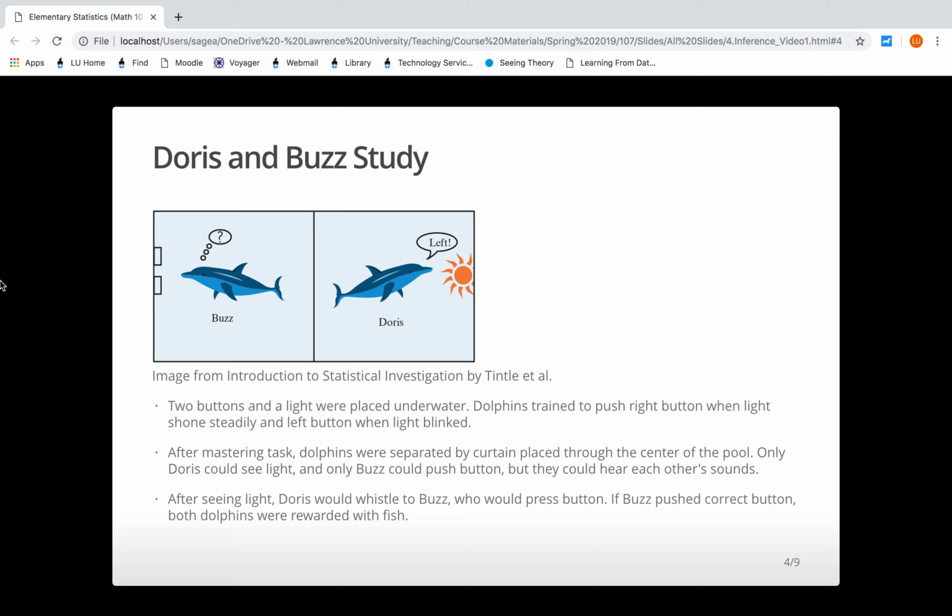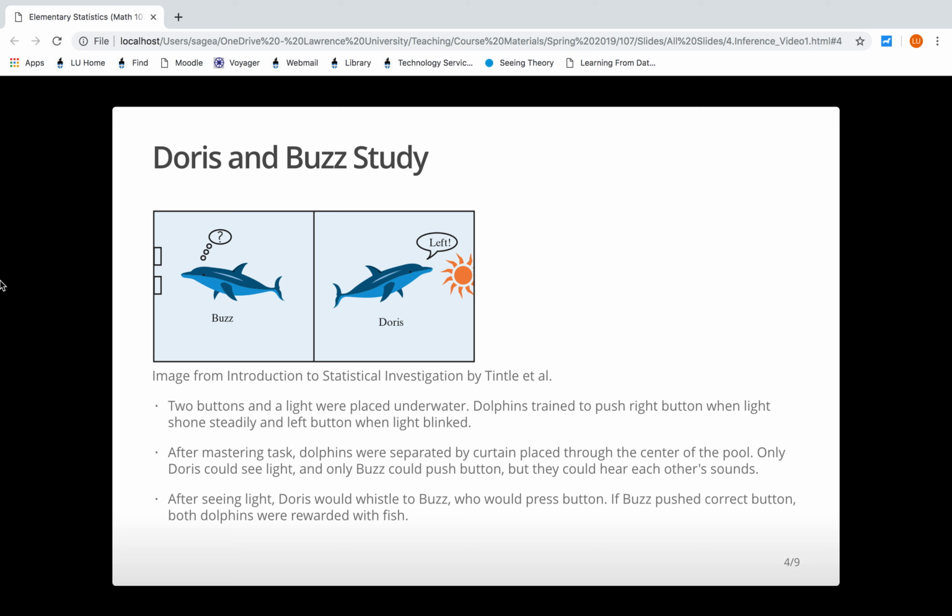After both dolphins learned their task, they were then separated by a curtain put in the middle of the pool. Doris, the dolphin, was put on one end of the pool with the light, while Buzz was put at the other end of the pool with the buttons. The dolphins could hear each other through the curtain, but they couldn't see each other.